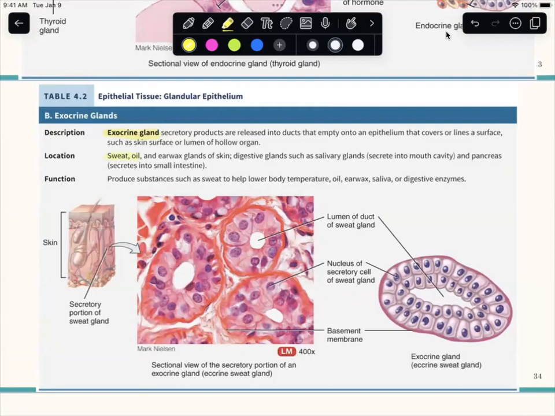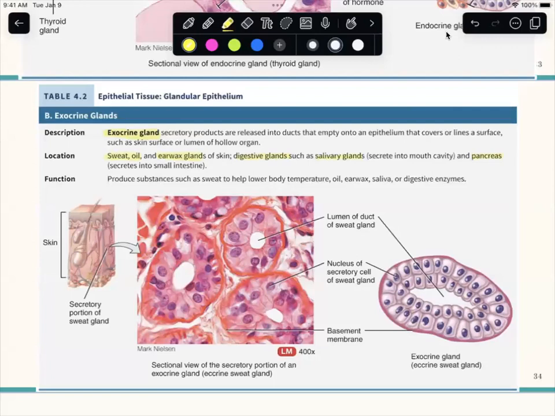So like your sweat glands, oil glands. We have oil glands that are attached to every single hair in your body. That's why when you go a couple days without washing, your hair gets really oily. It's because we have oil glands attached to it. Earwax, or cerumen, is the medical term for it. Earwax produces that wax that goes into your ears, those digestive glands, salivary glands, even parts of the pancreas.